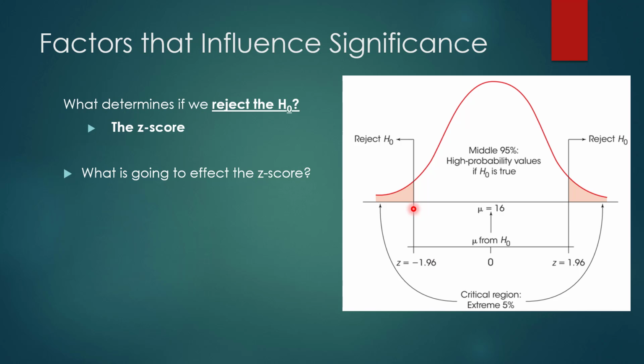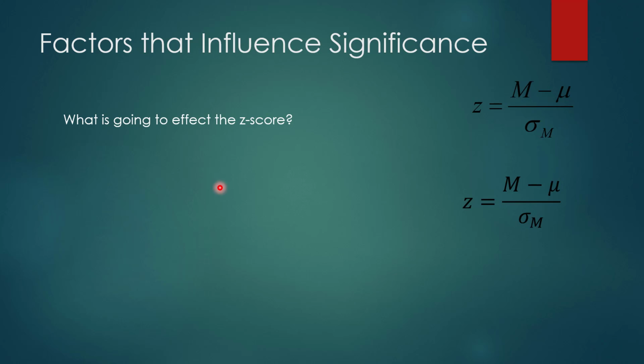So let's think about what's going to affect that z-score. That means what's going to affect our decision, whether or not we find significance, whether or not we reject that null hypothesis. So let's look at our formula here. This is the formula that we have, and we're going to break it down in the next couple of slides. Thinking about what's going to affect the z-score, we're going to look at the numerator first.